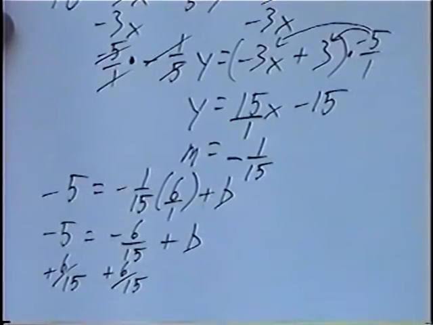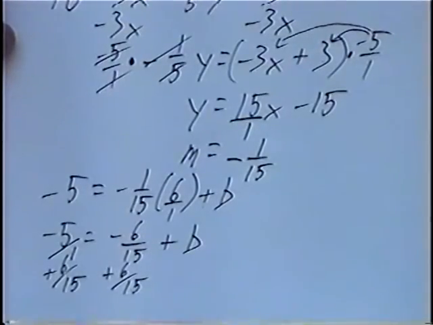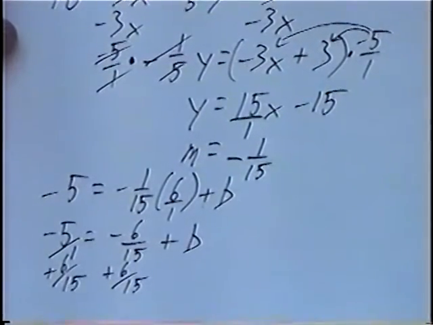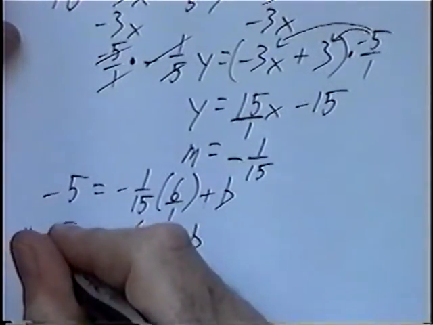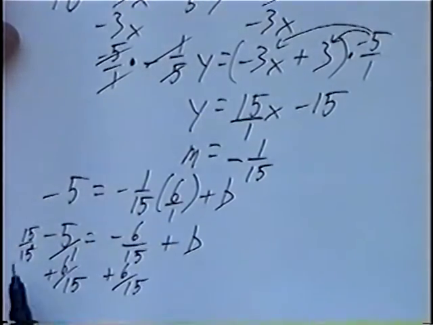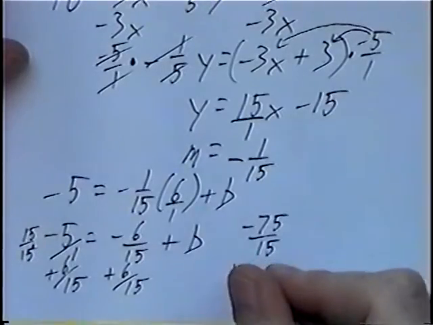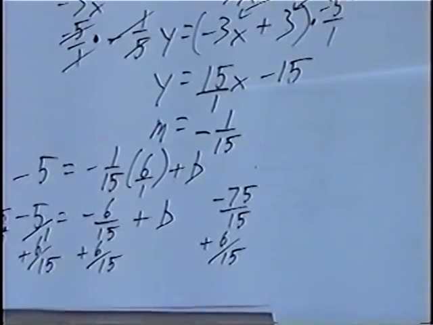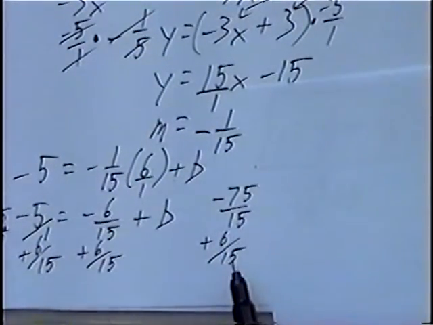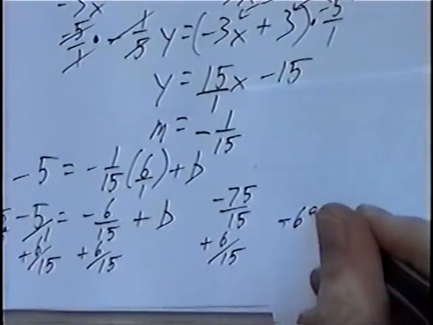Negative 5 plus 6 over 15. We need common denominators for those. So we can make it negative 5 over 1, and the common denominator would be 15. So negative 5 will multiply by 15 for the numerator and denominator. 15 times negative 5 would be negative 75 over 15, and we're adding to that 6 over 15. Negative 75 over 15 plus 6 over 15 would be negative 69 over 15.